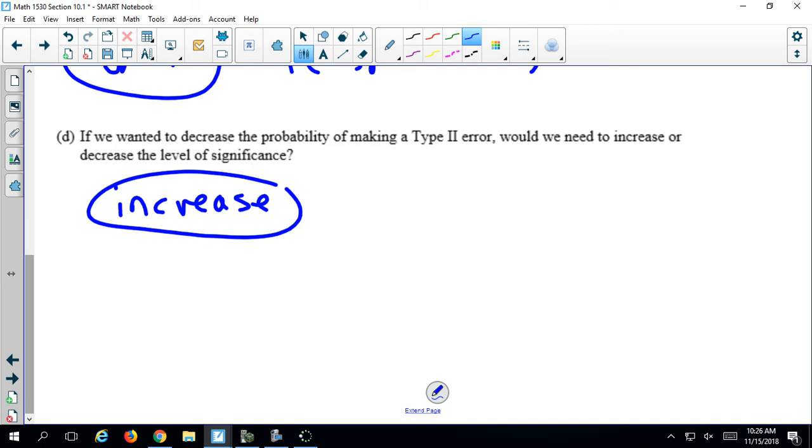Okay, and there's no magic number, there's no magic bullet to make those ideal. You just have to look at the circumstances of the study that you're doing. What are the consequences of making the type 1 error? You adjust the alpha accordingly. If we want to not get this type 2 error as often, we need to raise the level of significance.